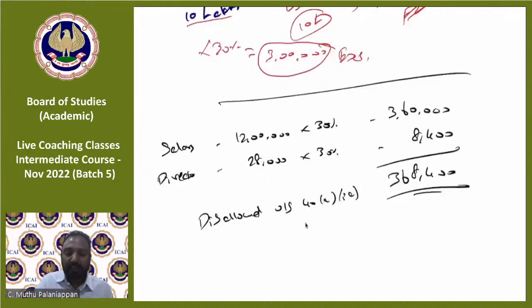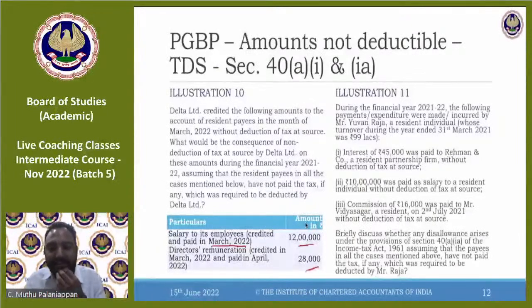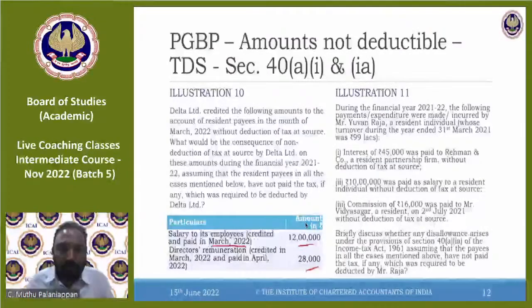So the next illustration, 11. Illustration 11 says, during the financial year, the following expenditures are incurred by Yuvan Raja. So Yuvan Raja is an individual, resident individual. Please understand the word, resident individual. Turnover during the year 21 is 99 lakhs. So they have given a turnover of 99 lakhs.